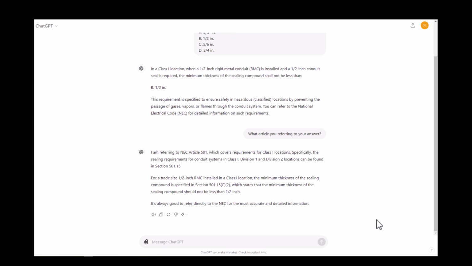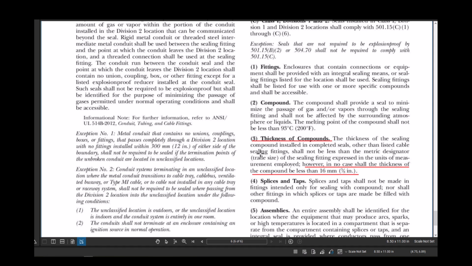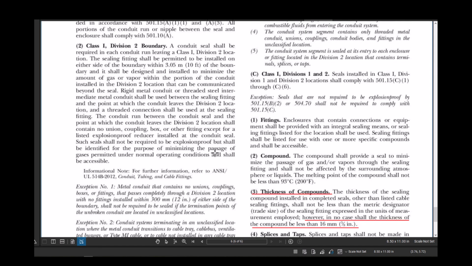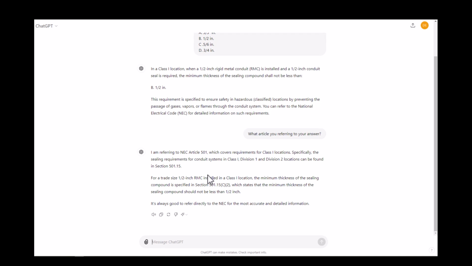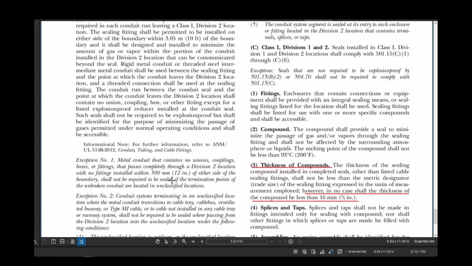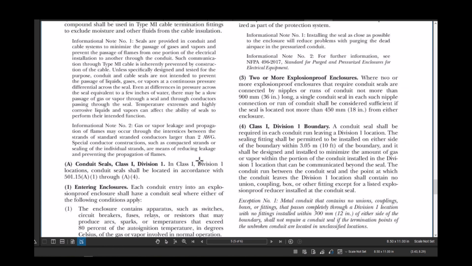It says article 501.15, Class 1, Division 1 and 2, which is the correct article. We also just found our answer in 501.15, but the answer should be 5/8, not what ChatGPT gave us. And probably 501.15 C2. Let's see what we have here.